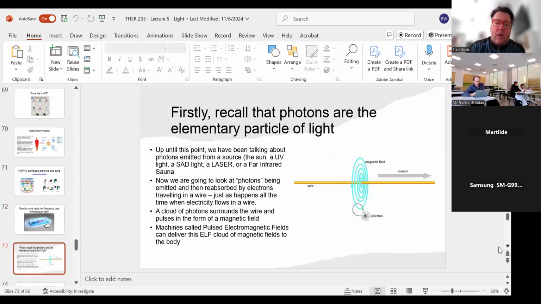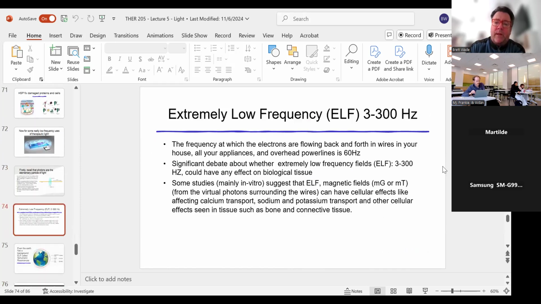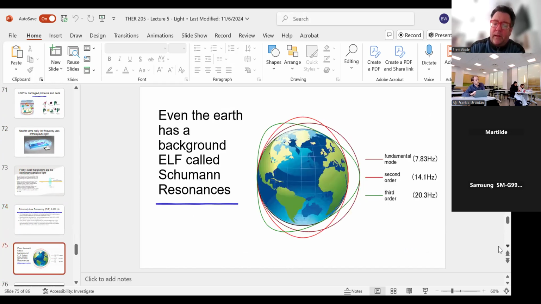And I do have a question on the extremely low frequency range, which is 3 to 300 hertz. So know that number, 3 to 300 hertz, extremely low frequency. We actually can use it therapeutically. I used to have a question on Schumann resonances. I've cut it out. It's not there anymore. So don't worry about that slide.